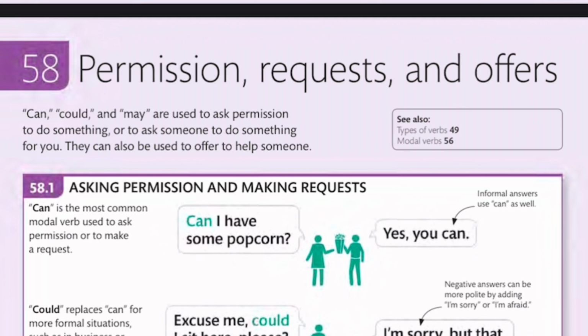Let's move on. Asking permission. Can is the most common modal auxiliary verb that we use to ask or make permission, as we can also use it for ability. Can I have some popcorn? Can you zip my blouse for me? Yes, you can. Can I go with you to the junction?